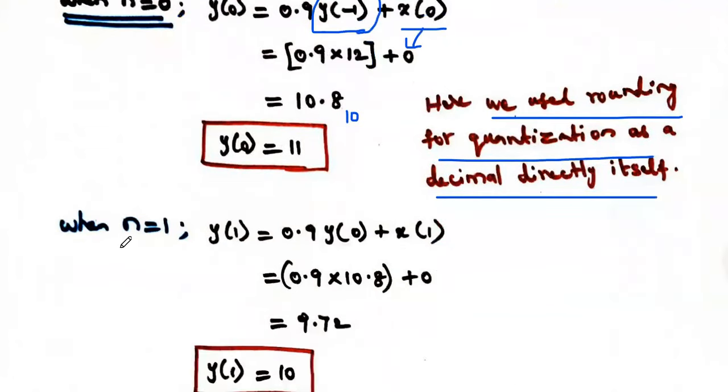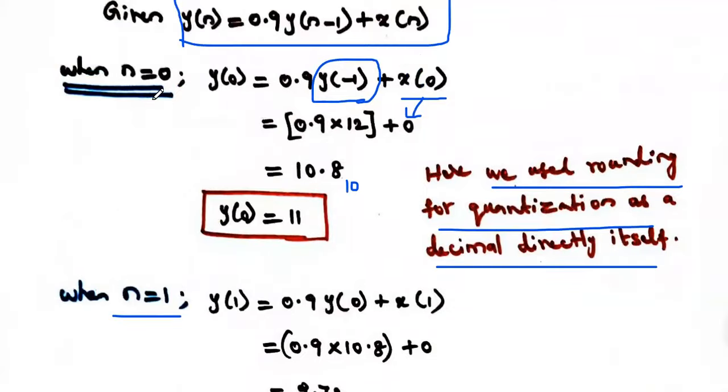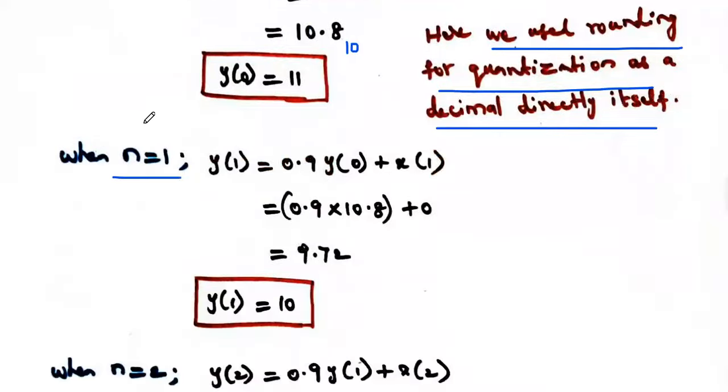Next, we are going to calculate the output of the system at the next time, n equal to 1. Previously we calculated the output at n equal to 0, so next we calculate the output at n equal to 1.